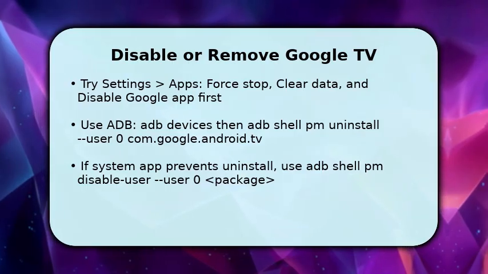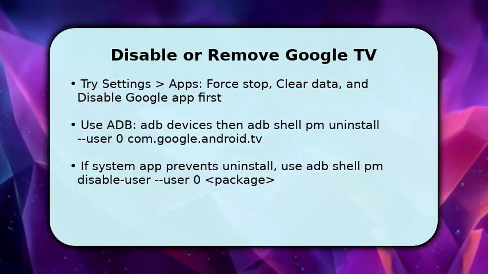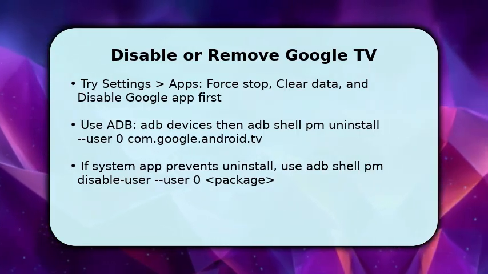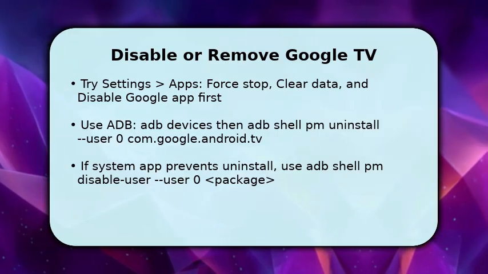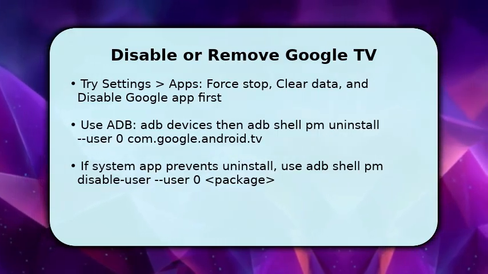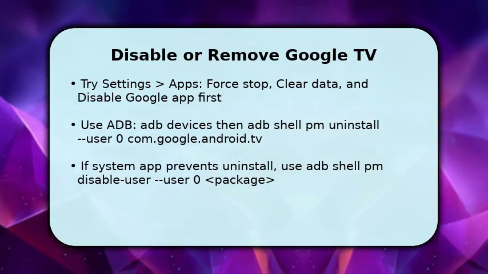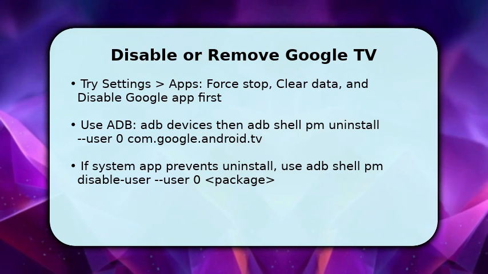Pair with the TV, run adb devices to confirm, then uninstall for the current user with adb shell pm uninstall --user 0 com.google.android.tv. If uninstall fails, disable the package instead with adb shell pm disable-user --user 0, followed by the package name.